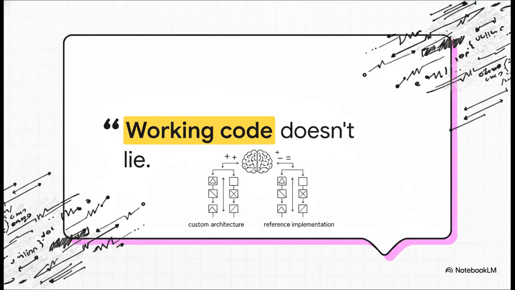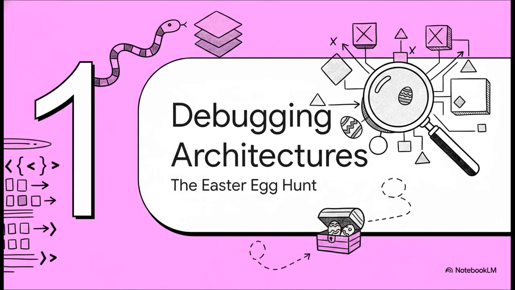To anchor our mindset as developers today, we're adopting a core philosophy directly from our source material: working code doesn't lie. Research papers and blog posts can be incredibly vague, right? They leave out crucial details. But if you actually code a custom architecture, compare it to a reference implementation, and those outputs match perfectly, well then you absolutely know you've built it right. It's the ultimate verification. Section 1, Debugging Custom Architectures, the Easter egg hunt of weights and norms.